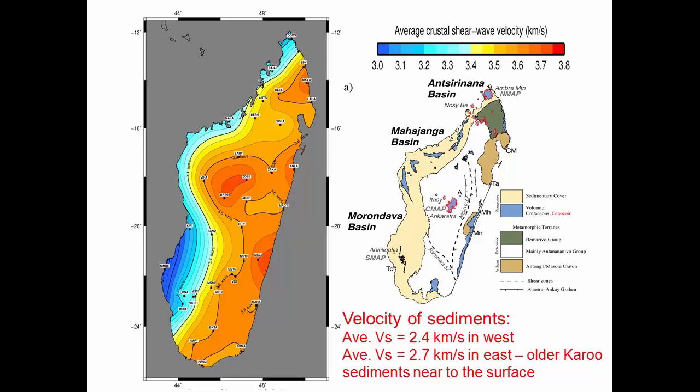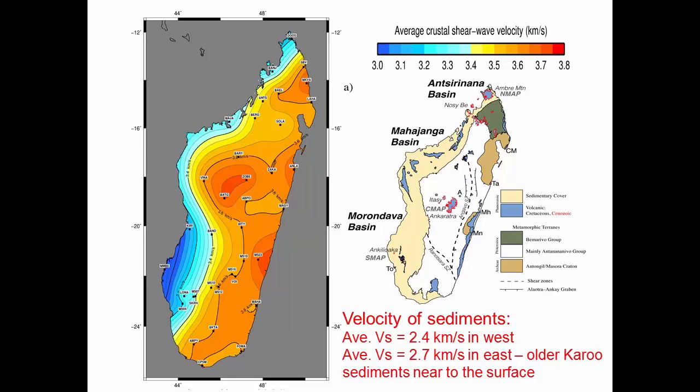So other things we can learn about these basins and the structure related to these basins, we can look at the average shear velocity of the crust, shown here in colors, going from 3 to 3.8 kilometers per second. And again, the Precambrian basement here is fast. The average shear velocity of the crust is upwards of 3.7 kilometers per second. And in the basins to the west, here, the average shear velocity of the crust is much slower, all the way down to 3 kilometers per second.